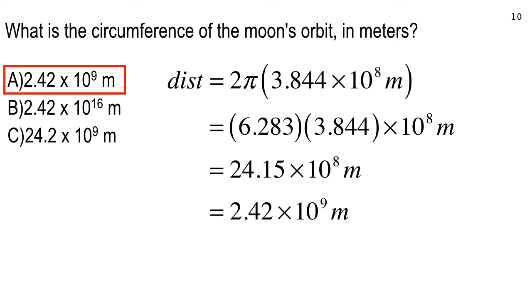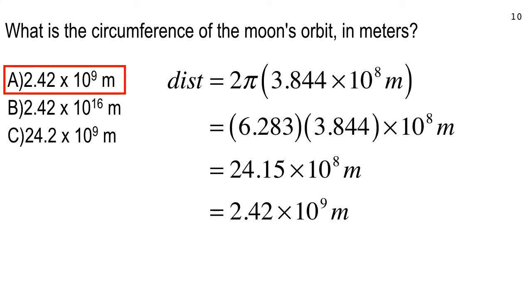Now that's the circumference. Now we want to get the orbital speed. So the orbital speed is going to be that distance. Go ahead and make a note of it. This is your distance, 2.42 times 10 to the 9 meters. And it's going to take, now what was that number, 2.36 times 10 to the 6 seconds. All right, there's your elapsed time for one lap.